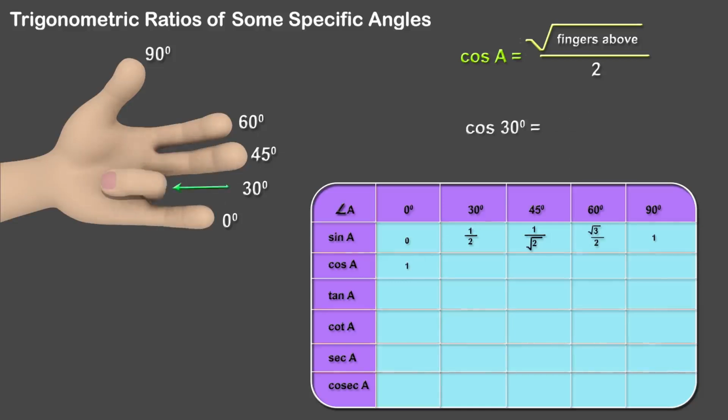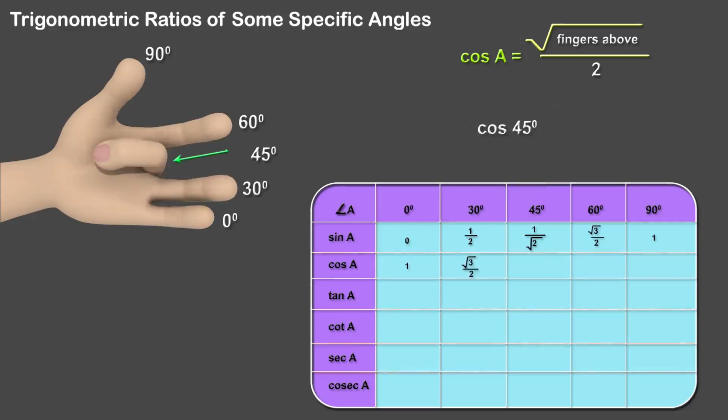Let's find cos 30. The fingers above the ring finger are 3. So, according to our formula, the value is under root 3 by 2. That is equal to root 3 by 2. So, cos 30 is root 3 by 2. For cos 45, the fingers above the middle finger are 2. So, according to our formula, the value is under root 2 by 2. If we rationalize this, we get 1 by root 2. So, cos 45 is equal to 1 by root 2.